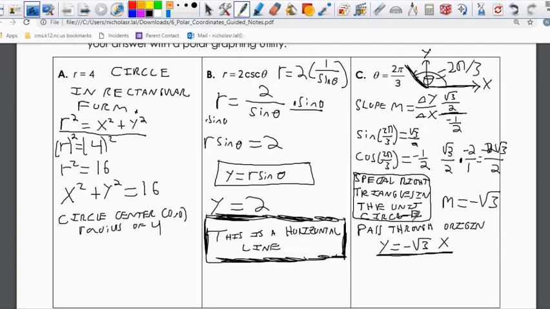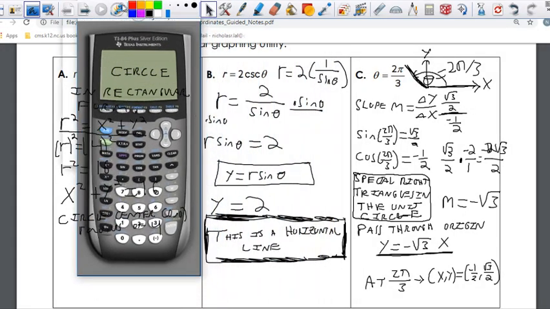And so at 2 pi over 3, by the way, x, y is equal to -1/2, root 3 over 2. Okay? So, just another point for the graphing calculator.